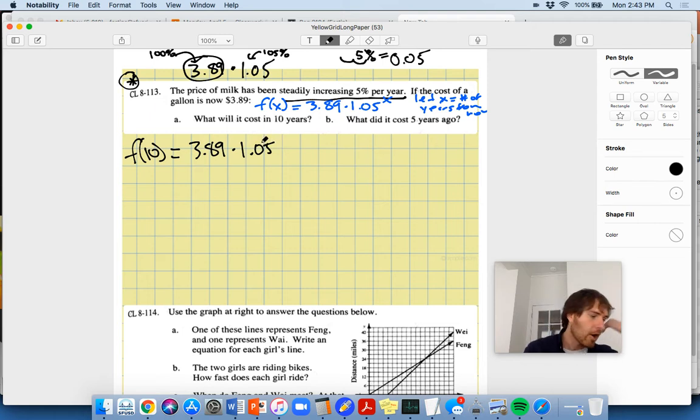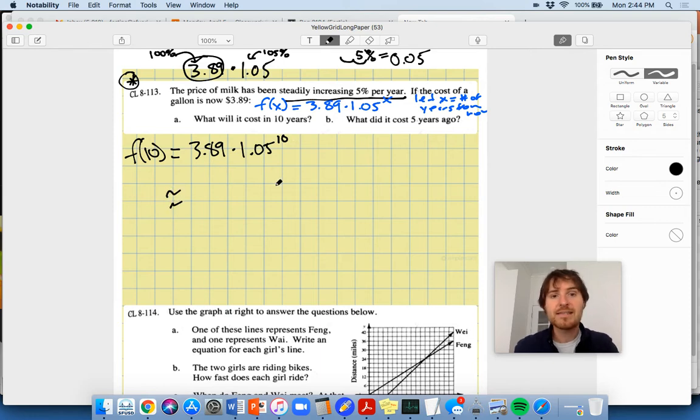We're going to multiply by 105% 10 times in a row, because after 1 year, it'll be 5% higher. After 2 years, it'll be 5% higher, so we'd have to multiply by 1.05 again. After 3 years, it'll be 5% higher, so we have to multiply by 1.05 a third time. We're going to have to do that 10 times.